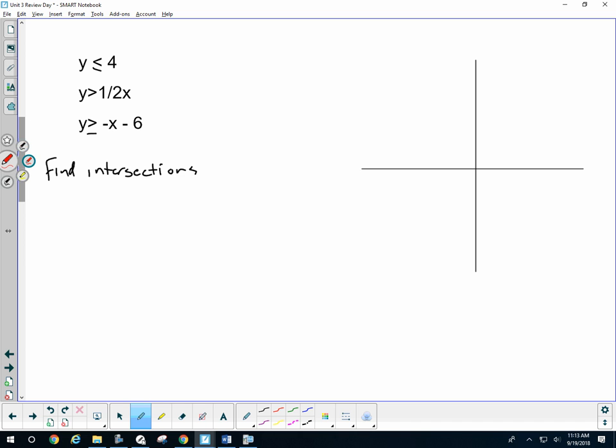All right, so let's find the intersections. I can list these as A, B, and C. I'm going to find the intersections between A and B. So I have 4 equal to 1/2 x. Well, that's when x is 8. So I'm going to have one intersection at 8, 4 between the two. We'll call this 8. We'll call this 4.